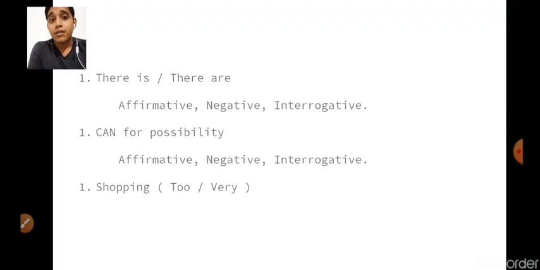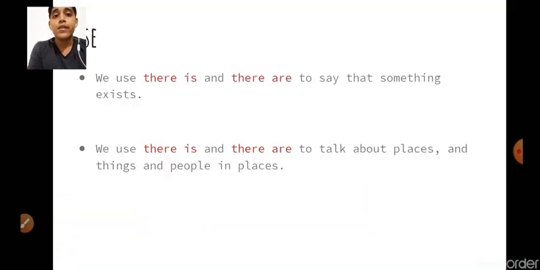The grammatical topics that we're going to review right here are there is and there are, and its use, of course, in the affirmative, negative, and interrogative form. The verb can for possibility in the affirmative, negative, and interrogative form. And some useful vocabulary and expressions for shopping. We're going to use the word to and the word very. There is and there are.